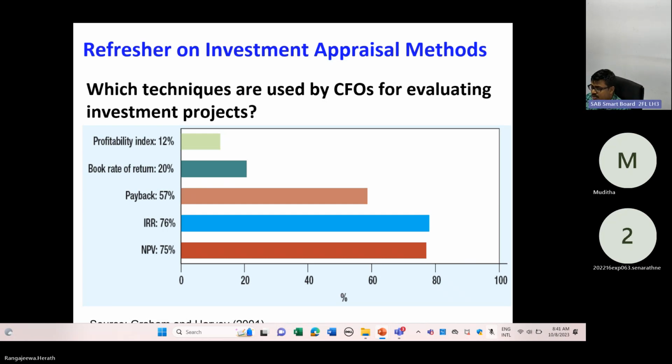Which techniques are used by CEOs for evaluating investment projects? This was a global research carried out somewhere in 2000. They identified that for long-run projects, 75% of the CEOs are using NPV, and IRR also, like 76%. Those are the two main techniques. Even though payback is a very simple technique, payback means payback.